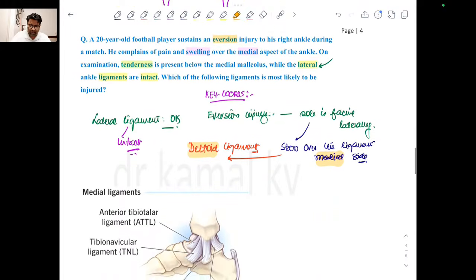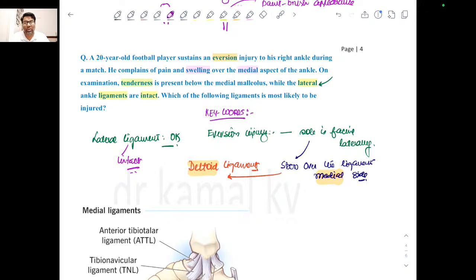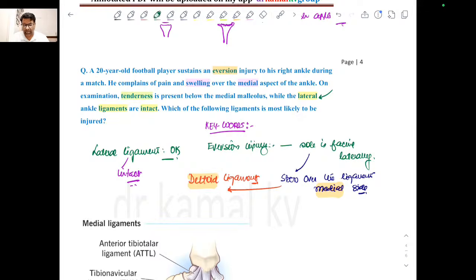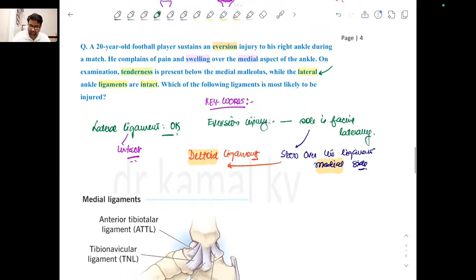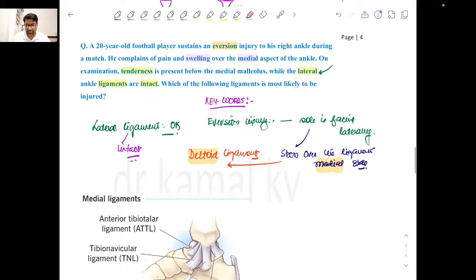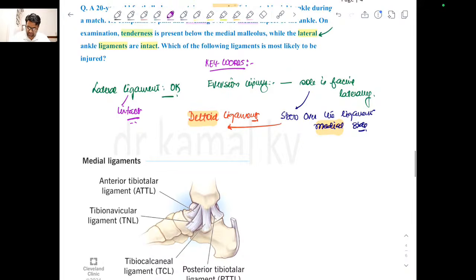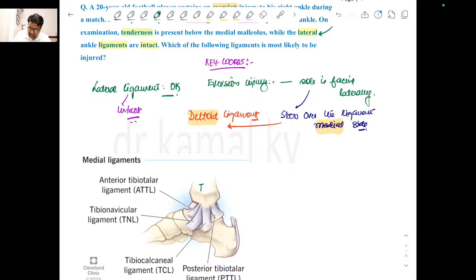Now what are the ligaments? This is actually a complex. What are the ligaments included in this? We have actually 4 ligaments on the medial side, and all 4 are connecting the tibia to the surrounding bones. Firstly you should take the nomenclature first. Suppose this is the tibia, this is the navicular, this is the calcaneum, and this one is the talus.